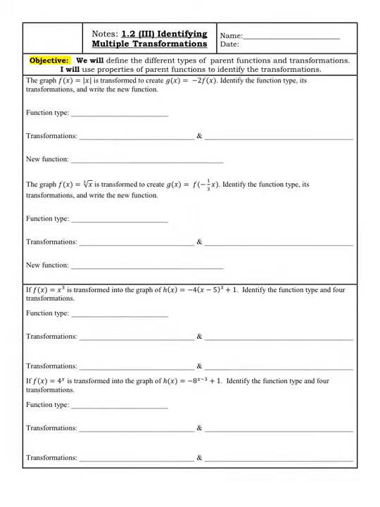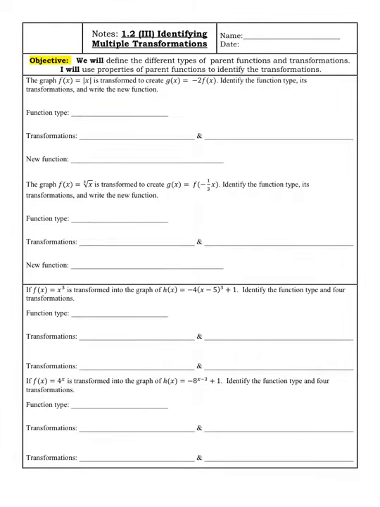Hey everyone, welcome back to Chapter 1, Section 2. Here we're going to be identifying multiple transformations. So the first example says the graph f of x equals absolute value of x is transformed to create g of x equals negative 2 times f of x. Identify the function type, its transformations, and write the new function.